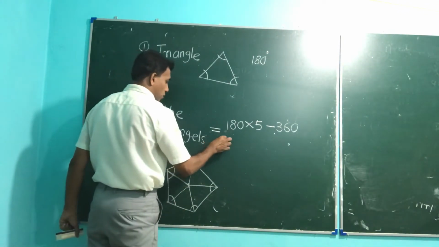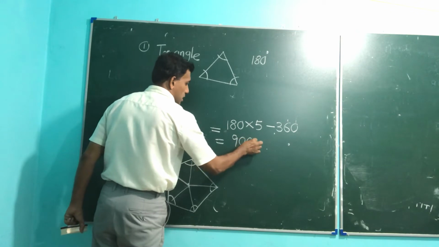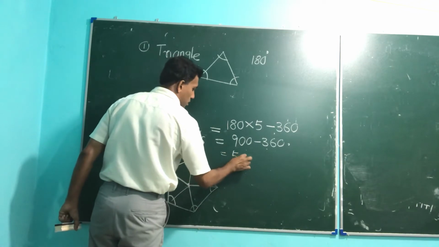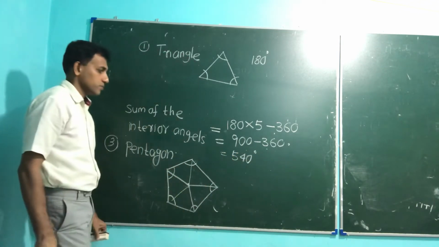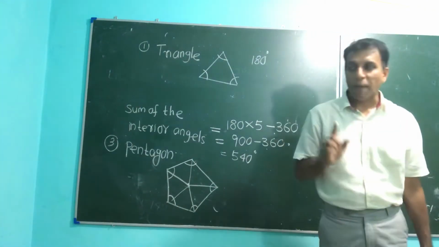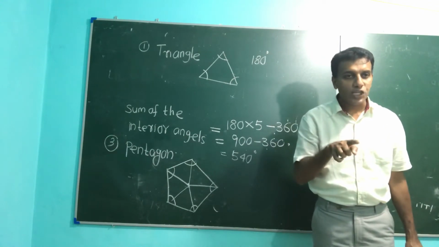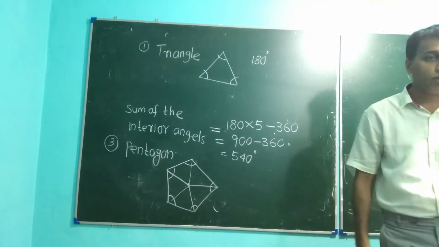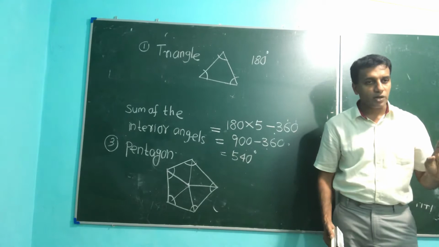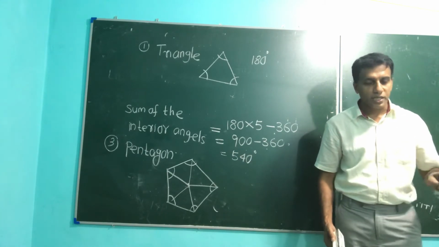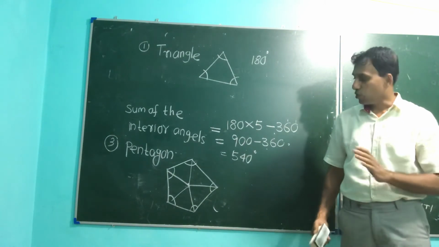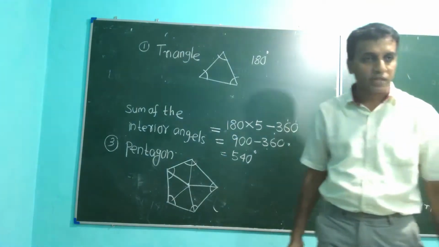My third diagram. Here 900 subtract 360. What is the answer? 540? Okay, 540. So don't forget this: in a pentagon, the addition of all the 5 angles is 540 degrees, right? For a triangle 180, for a quadrilateral 360, for a pentagon 540 degrees. If you follow this method, you can find the answers, right?